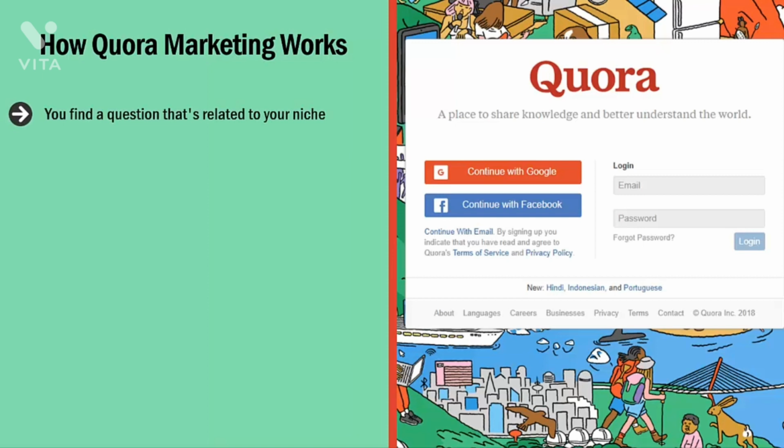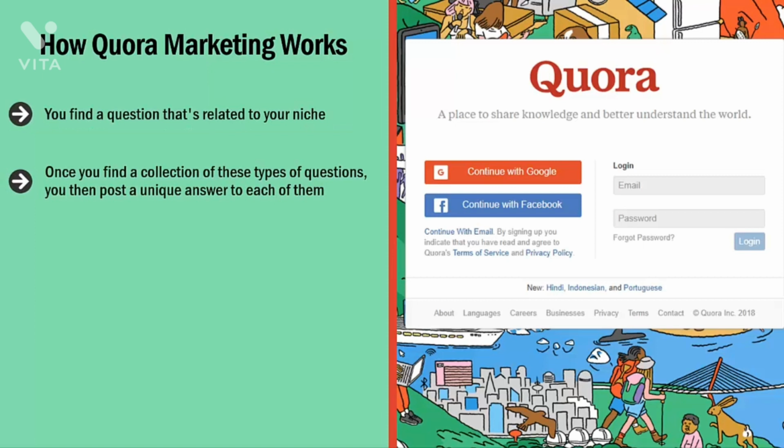How do you do this? You can use targeted niche keywords or you can simply click through Quora and look at their related questions. Regardless of how you find a question, the question must be directly or closely related enough to the problem solved by the product you are promoting. Once you find a collection of these types of questions, you can then post a unique answer to each of them. Your answer must relate directly to the question.